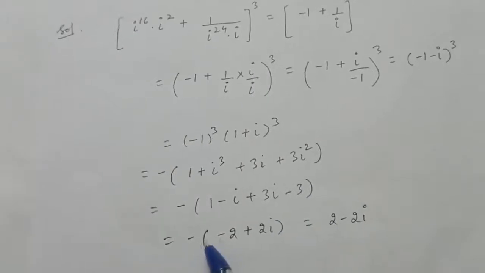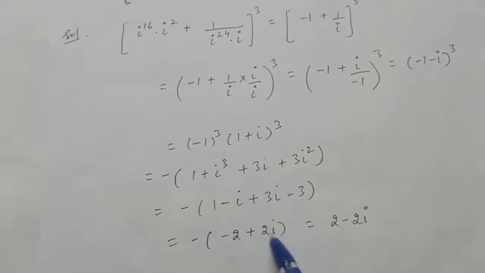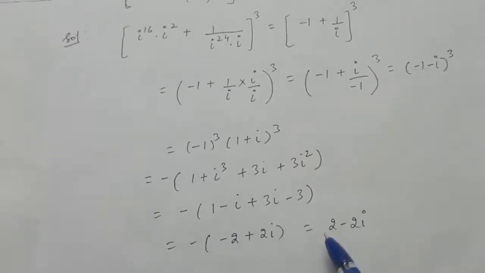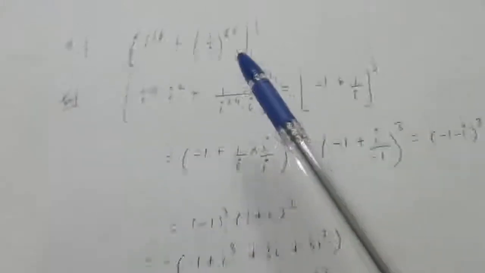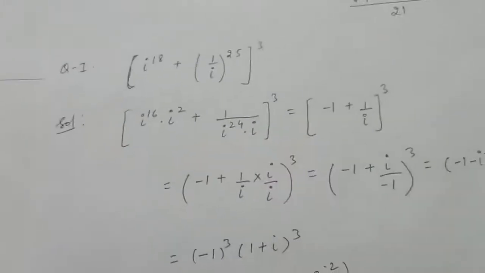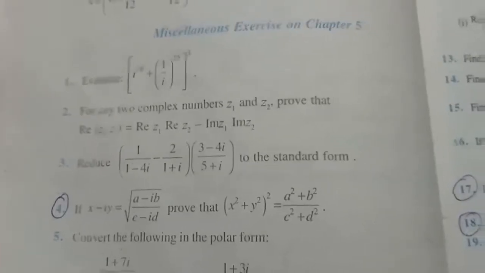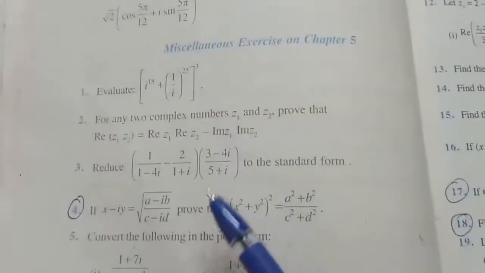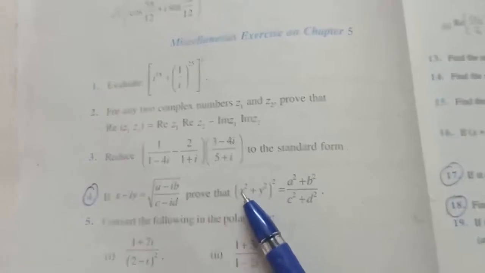So minus into, now 1 minus 3 is minus 2 and plus 2 iota. Take this minus inside, so you will get 2 minus 2 iota. So this is the value of this given term, right? So we have done question first. Question second we have already done in the previous lecture. Question third you have to do by yourself. Question number fourth we have already done.